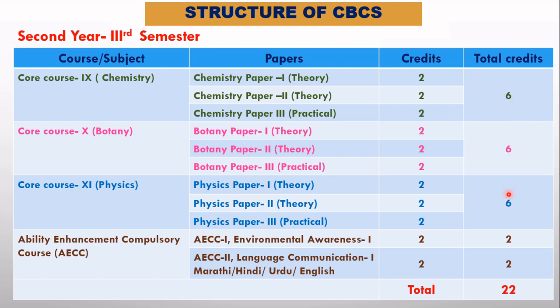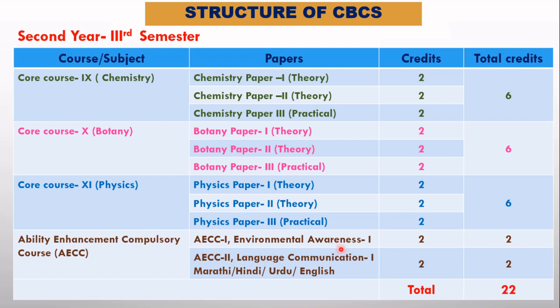It will become 6, 6 and 6, 18. In SYBSc there will be a subject, that is the ability enhancement compulsory course, that is AECC. So it has been included in the second year BSc. So there are 2 types of subjects.